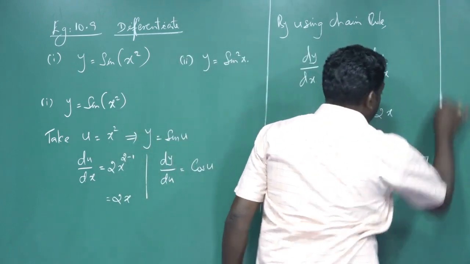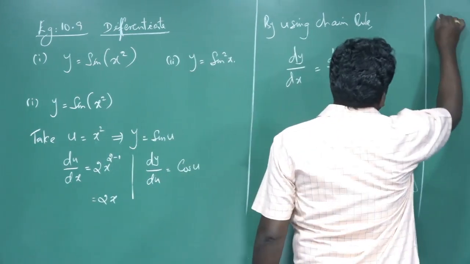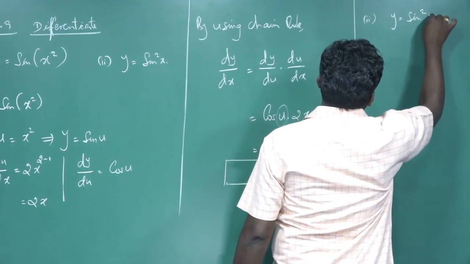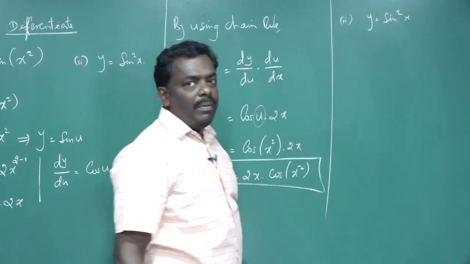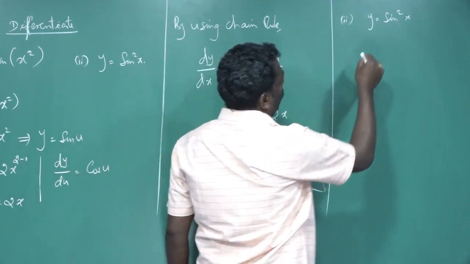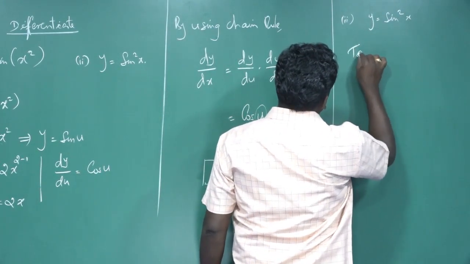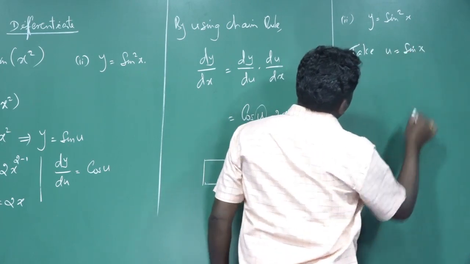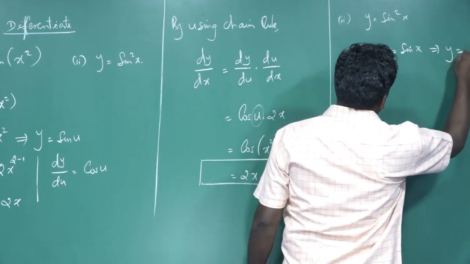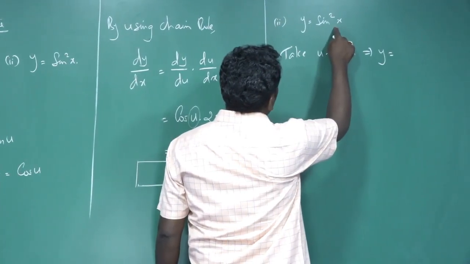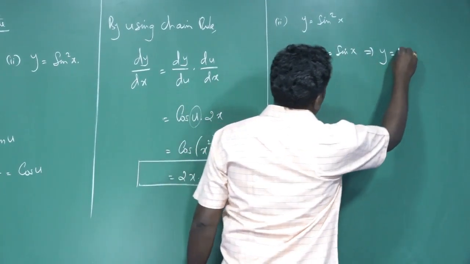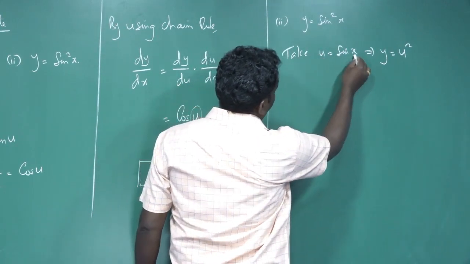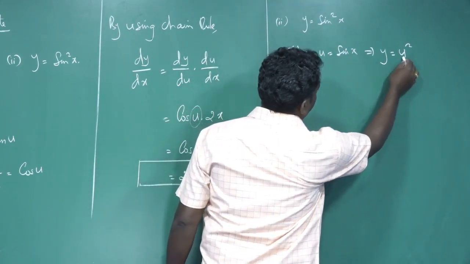Next, the second example. The given function is y equal to sin squared x. Again, similarly, we consider u equal to sin x. Take u equal to sin x, which implies y equal to sin x, that is u, so we can write y equal to u squared. Therefore, again differentiate the u function with respect to x, and the y function with respect to u.